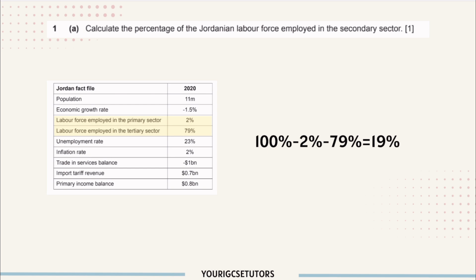So as we know in the economy, there are the main three sectors, including primary, secondary, and tertiary. So in order to find secondary sector, you need to use the 100% minus the one given in the data, which is primary sector percentage, and minus the tertiary sector percentage. So 100% minus 2% and minus 79%, you will get 19% for the percentage of labor employed in secondary sector.